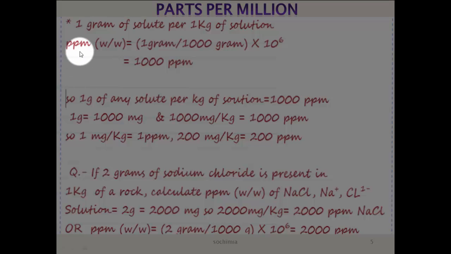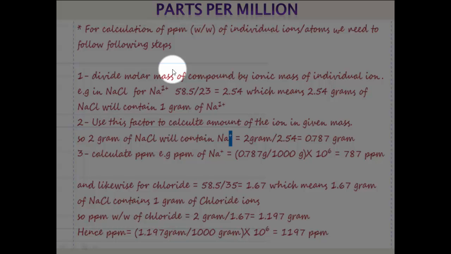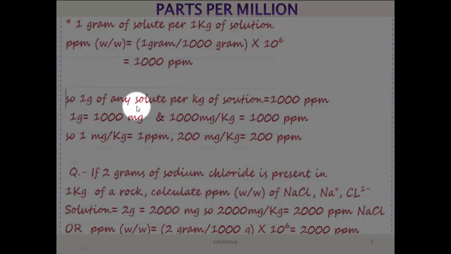So if we calculate parts per million weight by weight, then 1 gram divided by 1000 grams multiplied by 10 raised to power 6 is 1000 ppm. It means that 1 gram of any substance per kilogram of solution equals 1000 ppm, as we have calculated here. So this is a standard value which is normally used extensively to make solutions. 1 gram of substance per kilogram of solution equals 1000 ppm weight by weight.